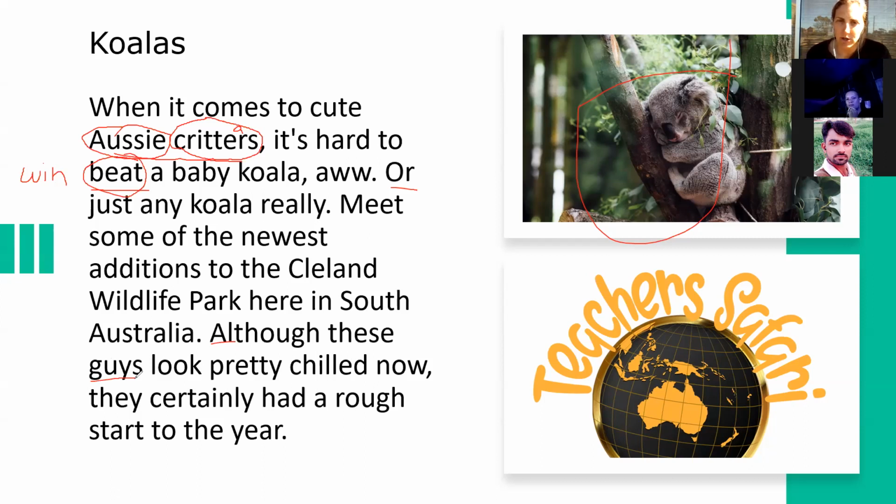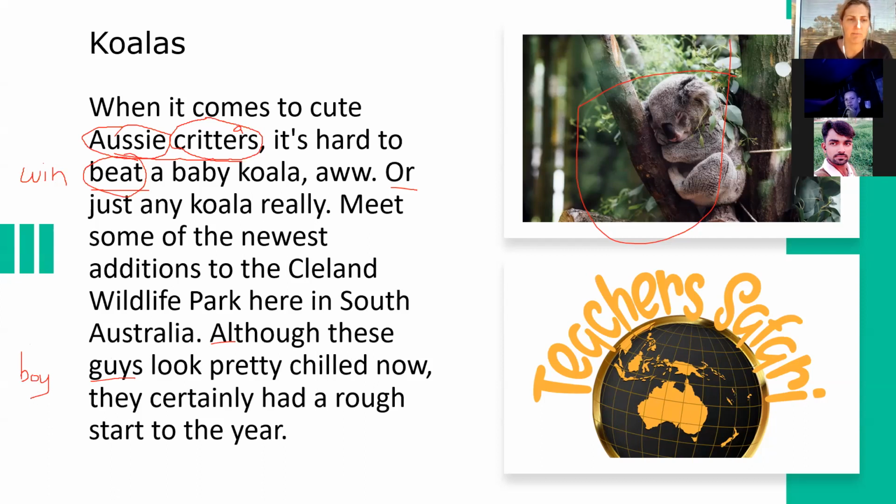So in English, you can say guys to mean a boy. Did you know that? Okay, so my students today are all guys, but I'm the teacher, I'm the girl. So we have 3 guys and 1 girl in class today. Okay, so guys means boys, but in this example, guys means animals. Okay, so all these guys look pretty chilled now.